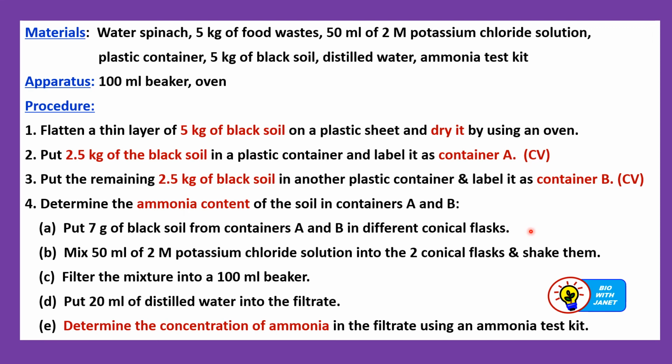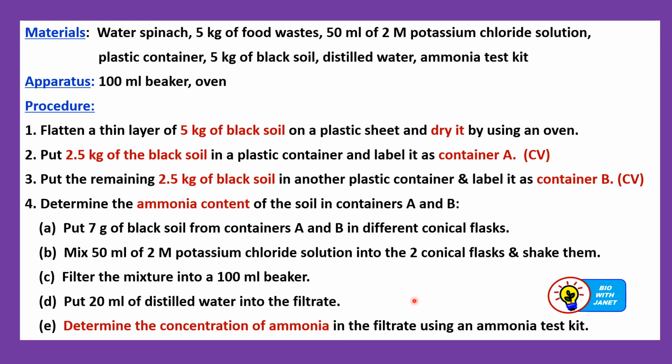So this is the method to determine the ammonia content in the soil. Put 7 grams of black soil each from container A and B in different conical flasks. Then mix 50 ml of 2M potassium chloride solution into the conical flask. Shake them. Filter the mixture into a 100 ml beaker.